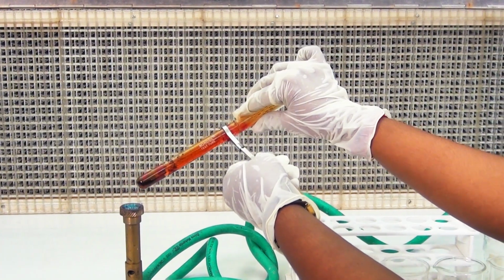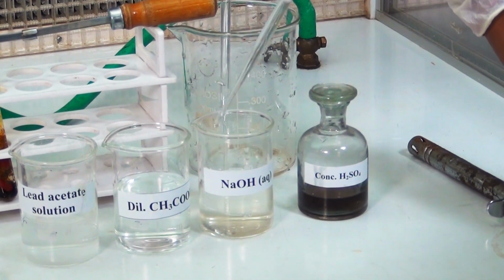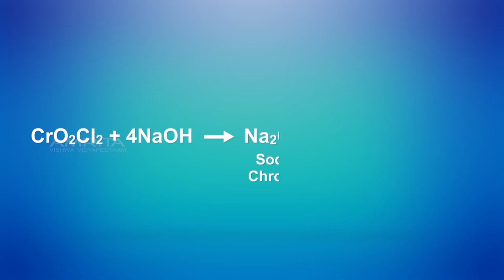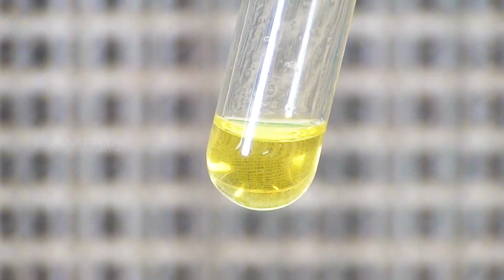Now, cover the test tube containing the mixture with an empty test tube to collect the red vapors. Then, add a small volume of sodium hydroxide solution to the test tube filled with red vapors using another dropper. Chromyl chloride reacts with sodium hydroxide to form a yellow solution of sodium chromate.